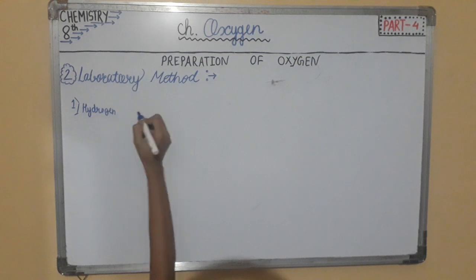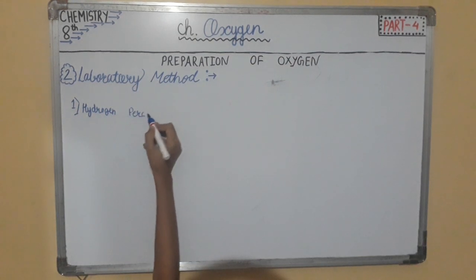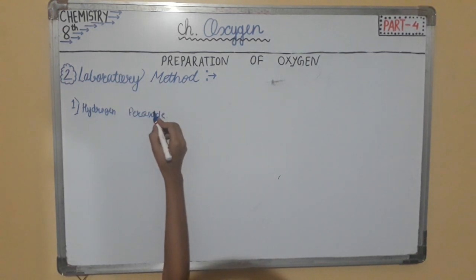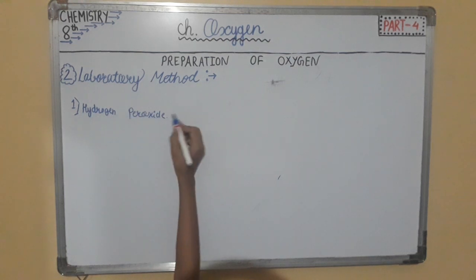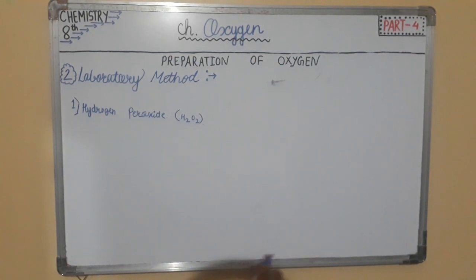Hydrogen peroxide, H2O2. Principle: decomposition of H2O2 in the presence of manganese dioxide as catalyst evolves oxygen gas. Now we will draw a figure.